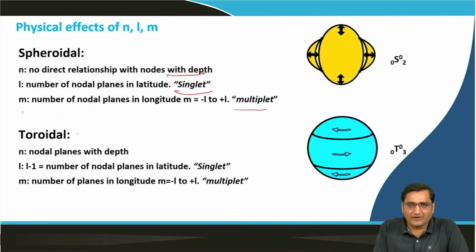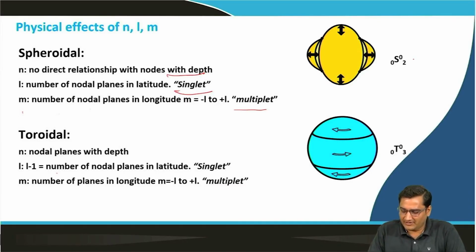While for the toroidal mode, n indicates the nodal planes with depth. For l, the number of possible values is l minus 1 in the toroidal mode case. So it indicates the number of nodal planes in latitude, which is indicated as a singlet, while m is the number of planes in longitude, which varies between -l to +l, and is also known as a multiplet.